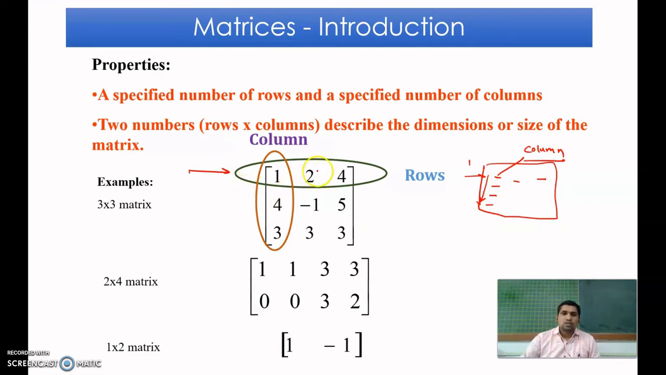Students, see here, for this matrix how many rows are there? This is the first row, this is the second row, and this is the third row. So this matrix has 3 rows. Now let us see how many columns. This is the first column, this is the second column, and this is the third column. So this matrix has 3 columns and 3 rows.